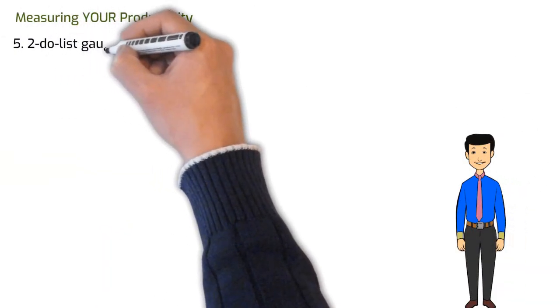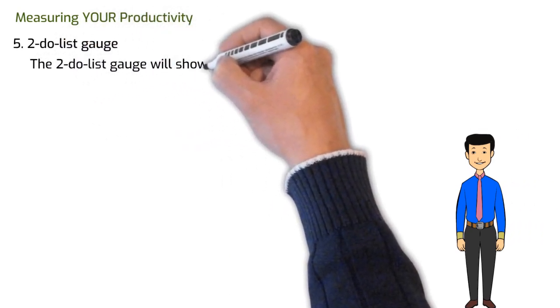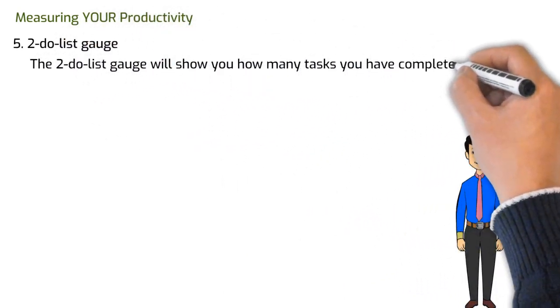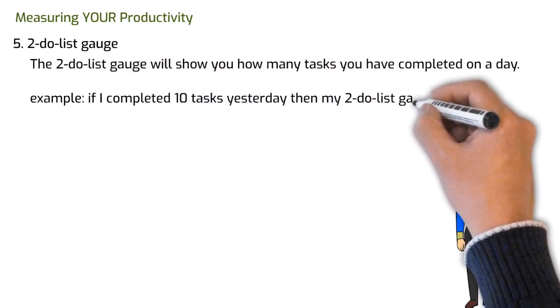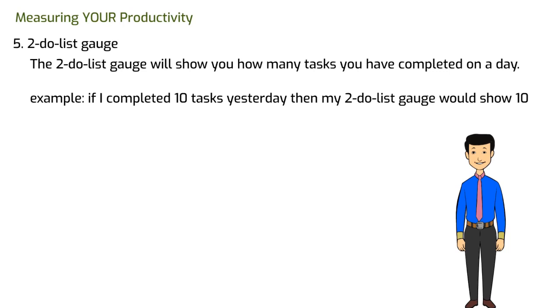The to-do list gauge. The to-do list gauge will show you how many tasks you have completed on a day. Example, if I completed 10 tasks yesterday, then my to-do list gauge would show 10.